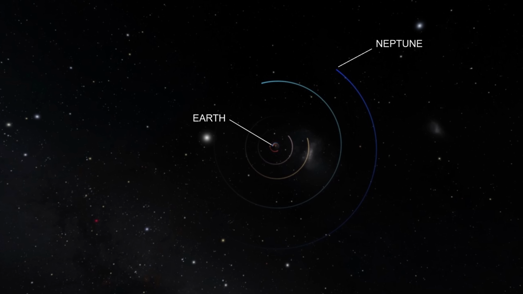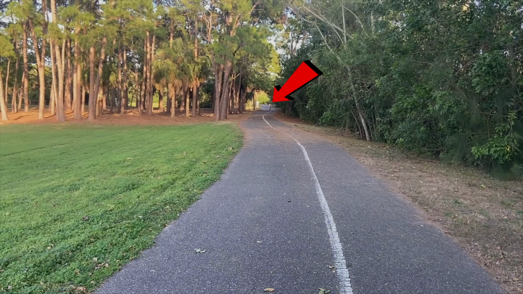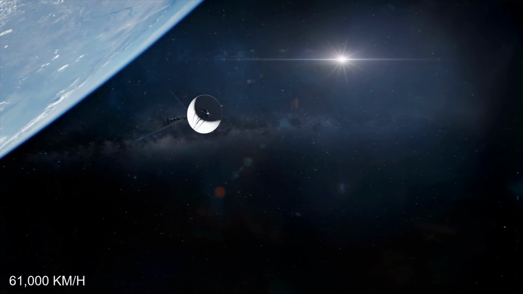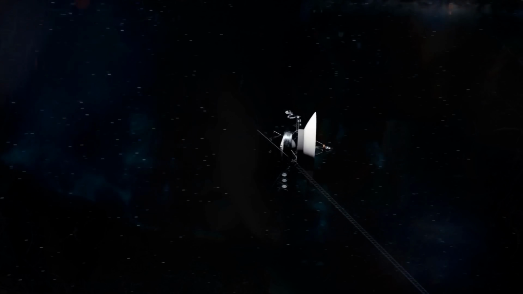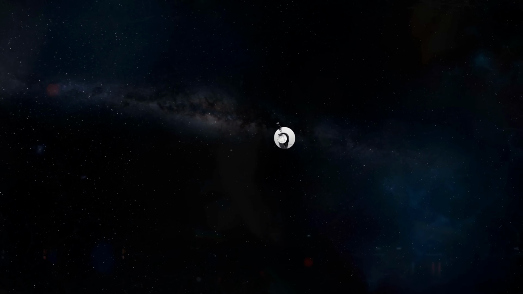Earlier, I mentioned that it would take 4,400 years to drive to Neptune. Now, imagine how long it would take to drive to the next star. Even something going the speed of Voyager, 38,000 miles per hour, would take 77,000 years to get there. The next star system is extremely far away.